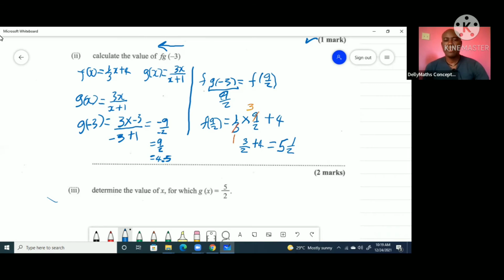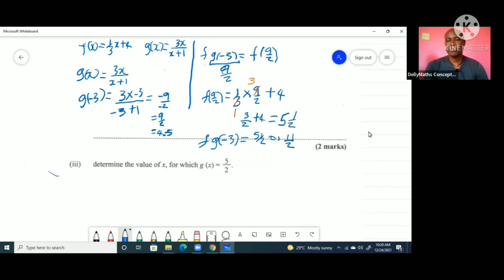So therefore, in conclusion, I could just say that f of g of -3 is equal to 5.5, or some people might have it as 11 over 2, whatever, or 5.5. All right, doesn't matter. Whatever you want to have there is fine.